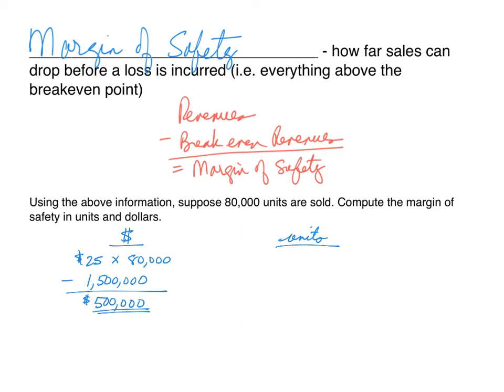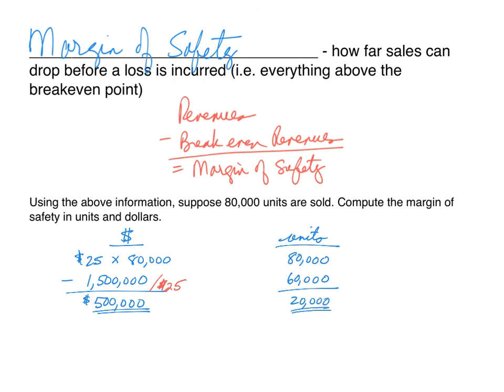So now let's calculate our margin of safety in units. Well, our normal sales in units is 80,000. And now we want to know, what's our break-even in sales units? Well, if our break-even in sales dollars is $1.5 million, and we sell each unit for $25, if we divide the total break-even sales by our per unit price of $25, we find that the break-even in sales units is 60,000. And then we could subtract the two to get our margin of safety of 20,000 units.